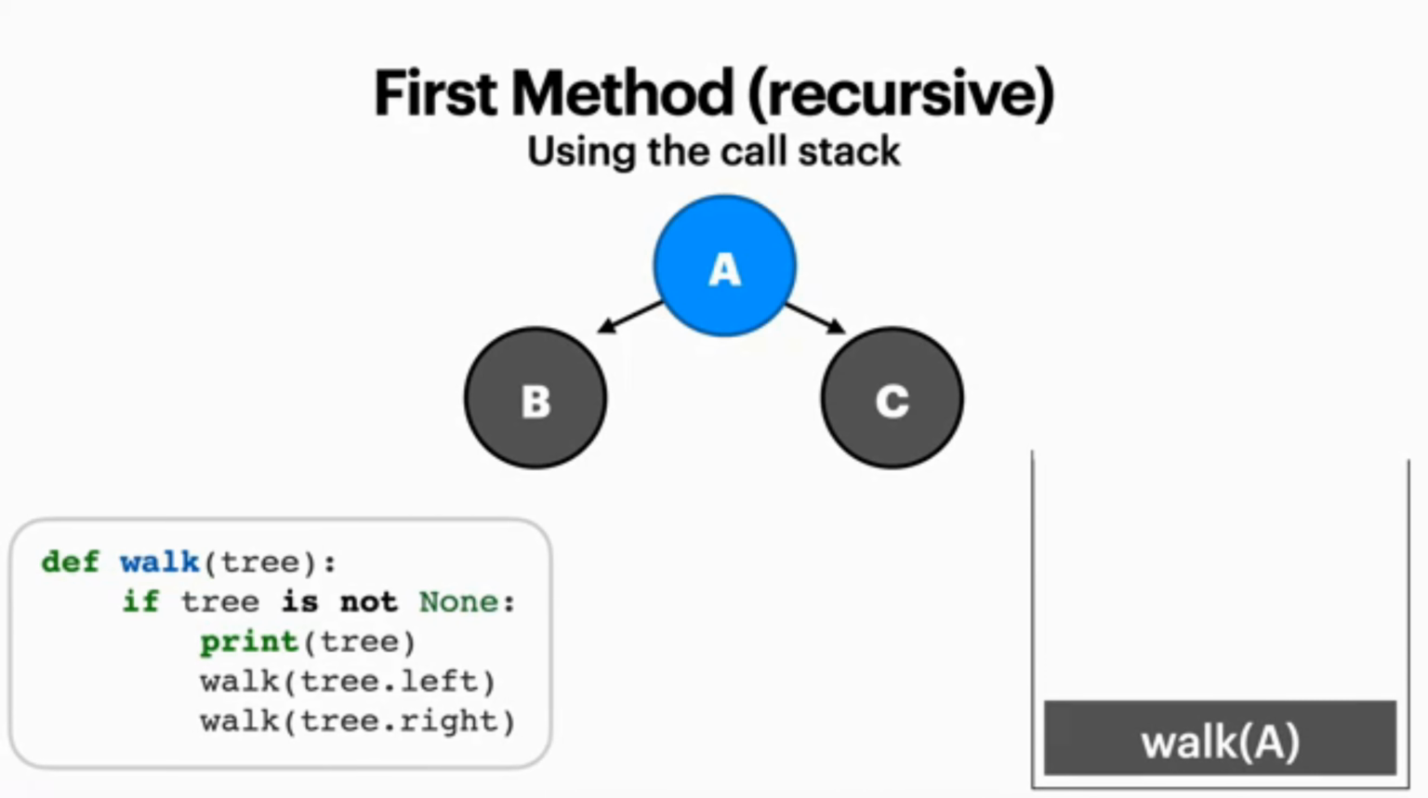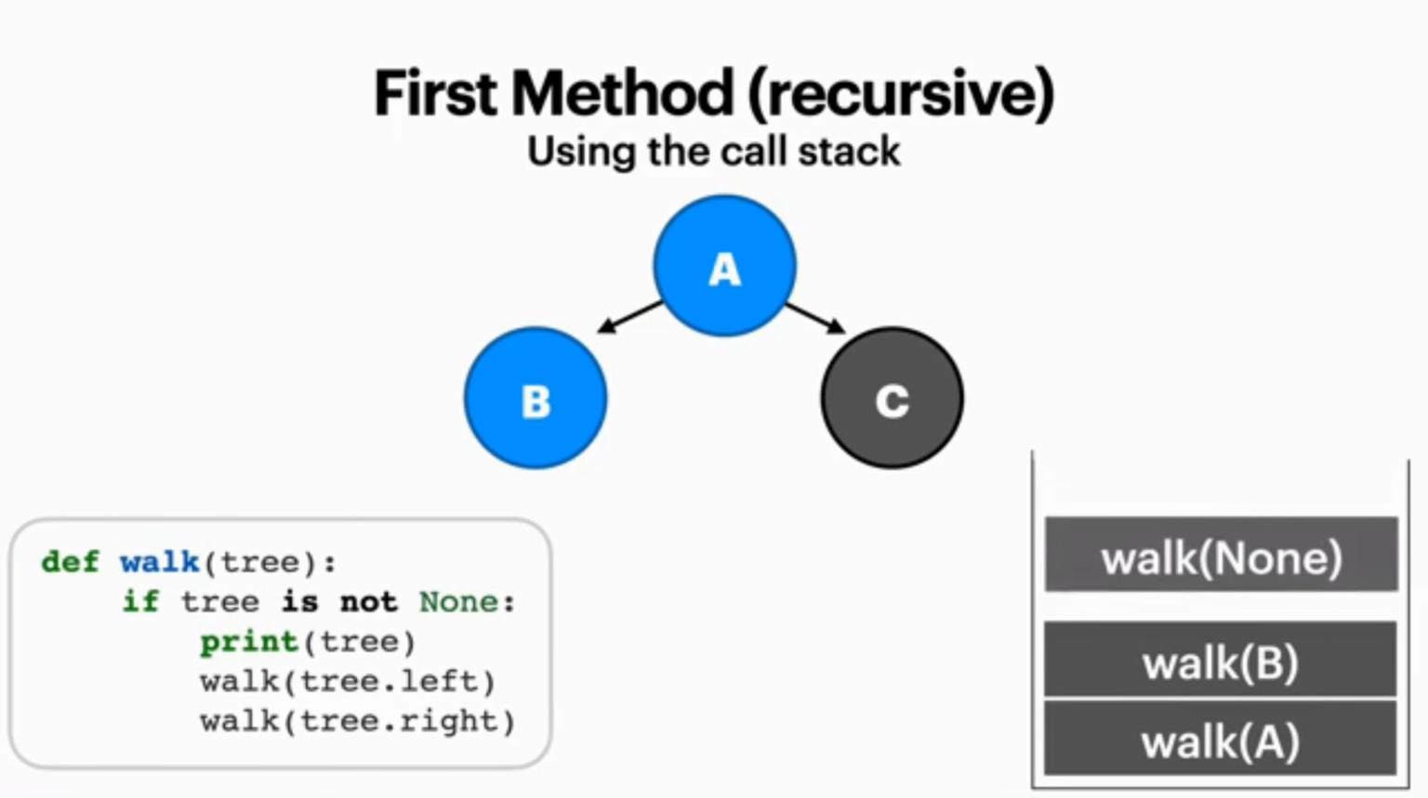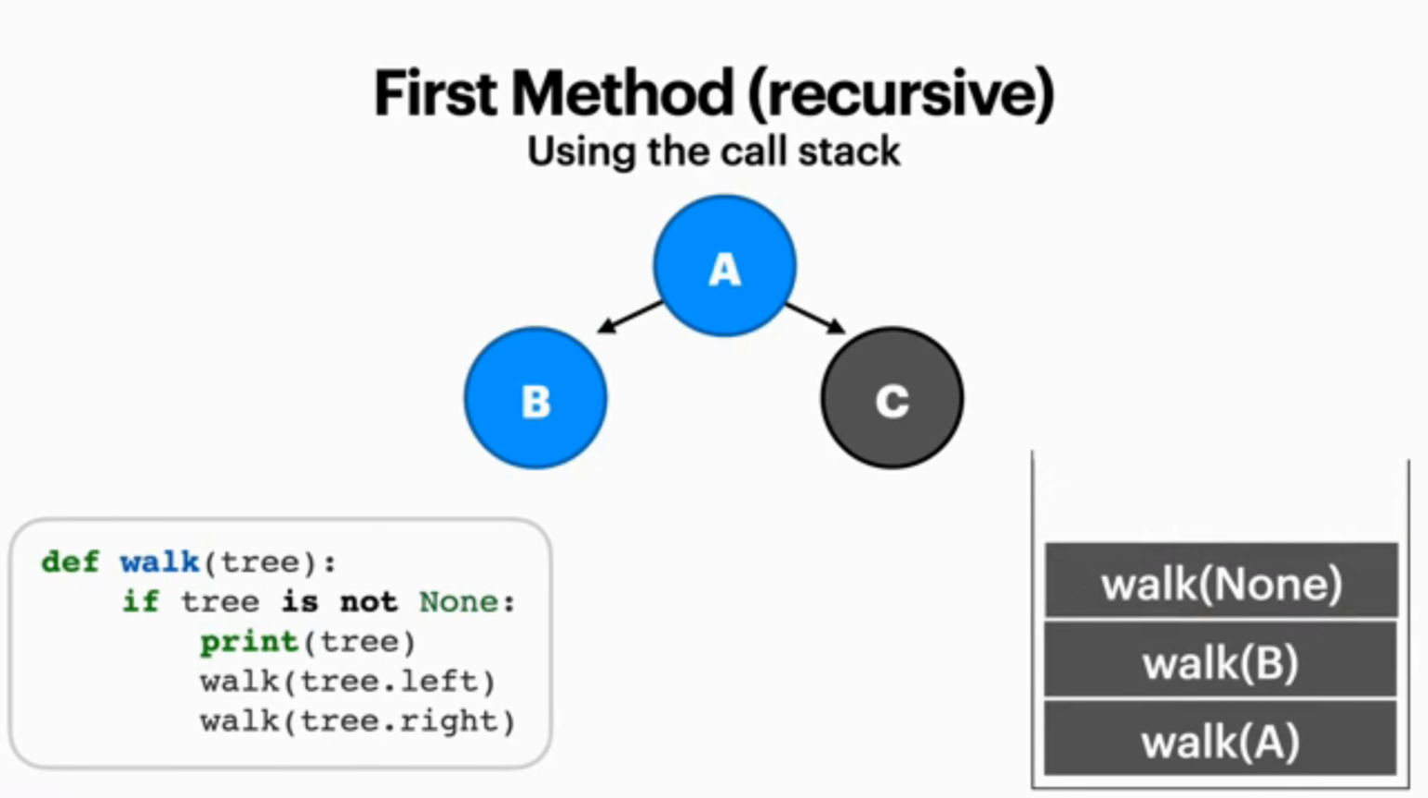So we visit A's left node, which is B. So we call walk on B, and the first thing we'll do is print B. Now we're in the middle of our call to B, and we're going to call walk tree.left on B. But you can see B has no children, so its 2 children are just going to be null values. In Python, null is called None. So if we look at the call stack, we'll see that we've called walk and we've passed in None, so it's just going to return, and then it will be popped off the call stack.